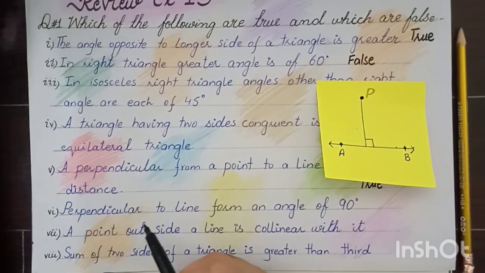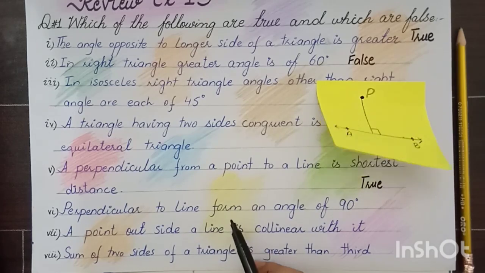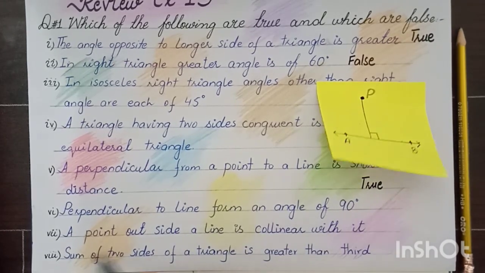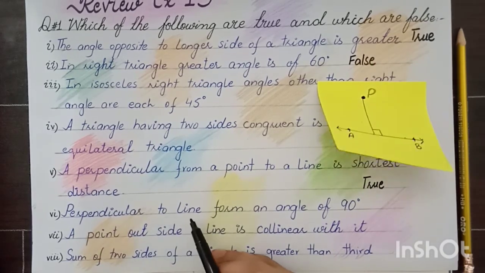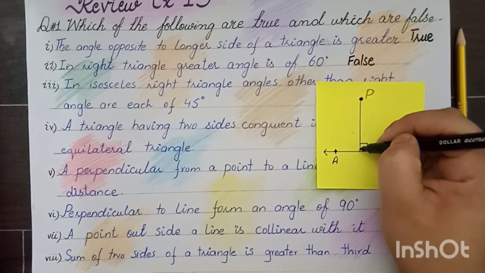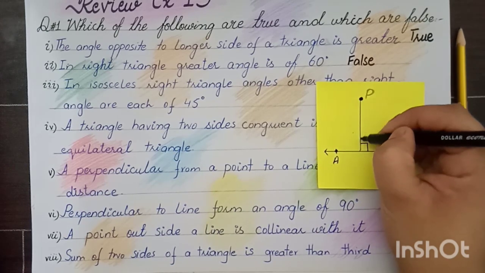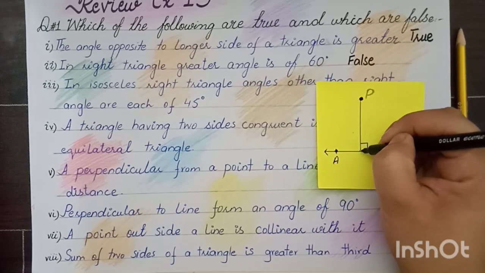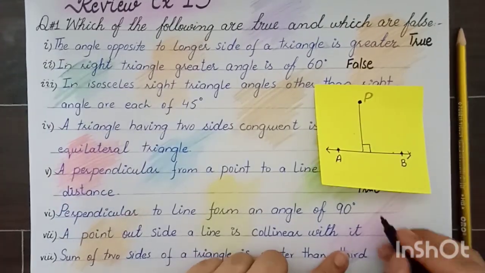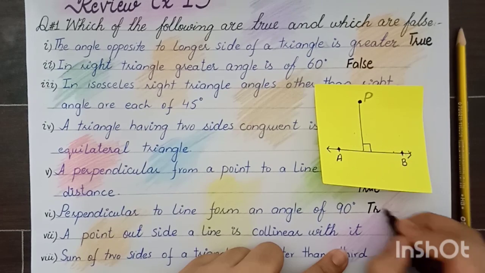My next point is, a perpendicular to a line forms an angle of 90 degrees. A perpendicular is a straight line which makes a 90 degree angle. So this is a perpendicular towards a line having a 90 degree angle. So this is true.